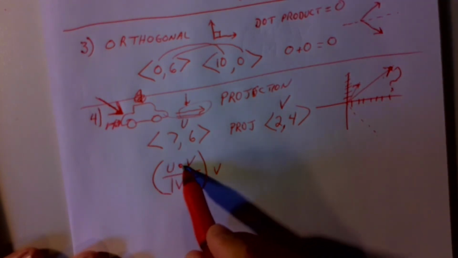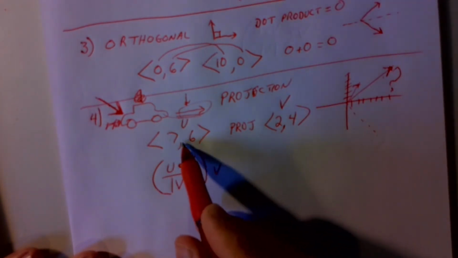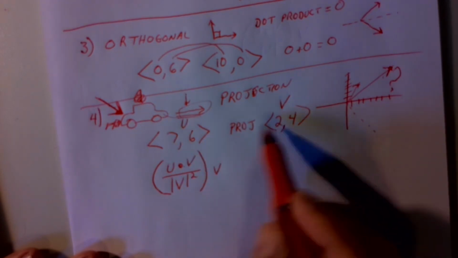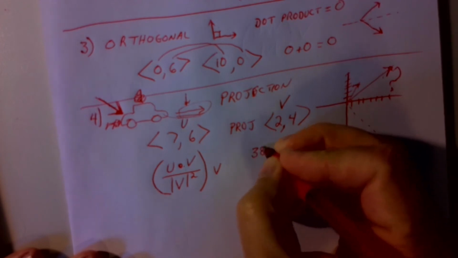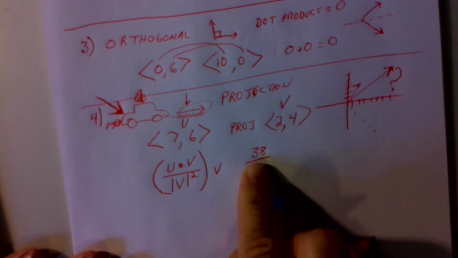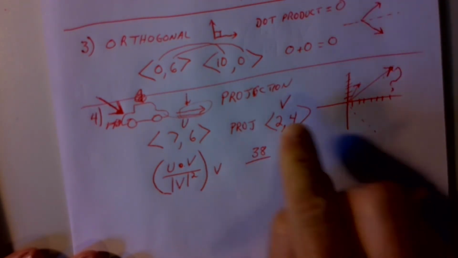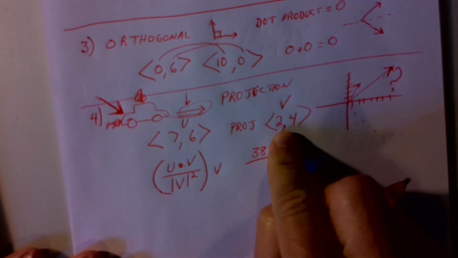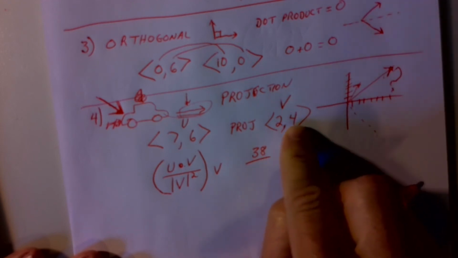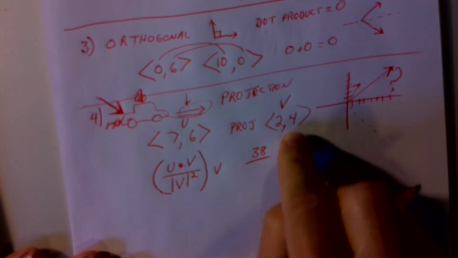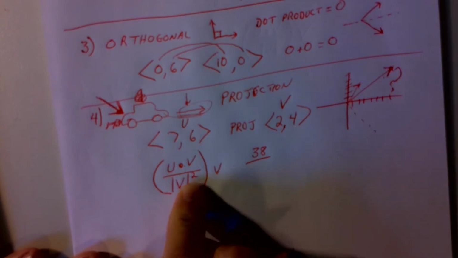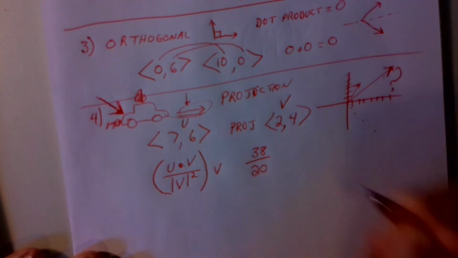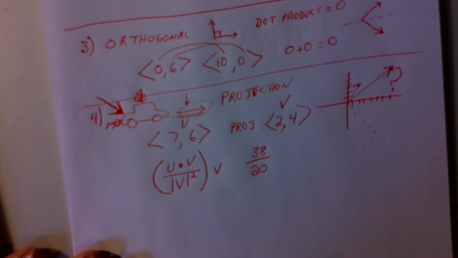So U dot V, that's the top part of this. So 7 and 2 is 14, 6 and 4 is 24, 14 and 24 is 38. So I have a denominator of 38. And then the magnitude of V, that's this one right here. So I do 2 squared, which is 4, and 4 squared, which is 16. 4 and 16 is 20. Normally, to do the magnitude, I square root it, which would be the square root of 20, but then I square it again. So I really use 38/20ths.